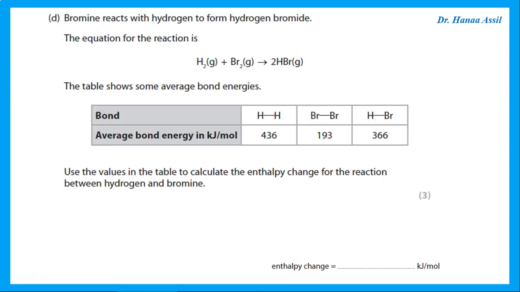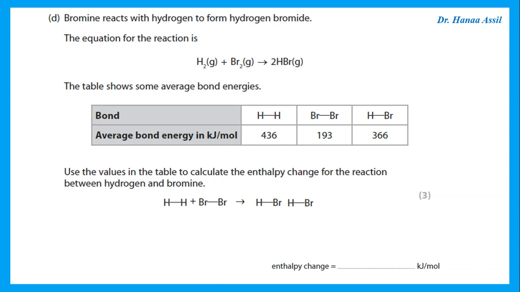Okay, then he says bromine reacts with hydrogen to form hydrogen bromide, and he gives me the equation. The table shows some average bond energies. Use the values to calculate the enthalpy change. So we're trying to calculate delta H for this reaction. Of course, when we have bond energies, what we do is we have these bonds. Remember that we're looking at the bonds and not the number of atoms.